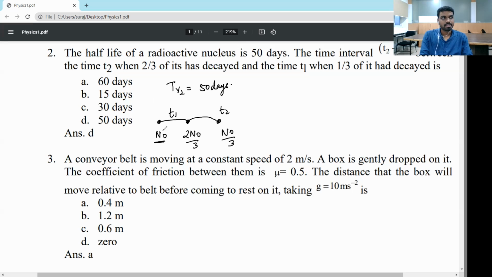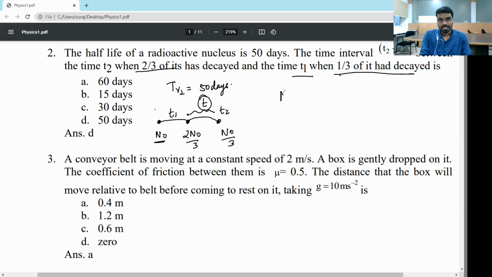Initially N naught is there. After T1 time, 1/3 has decayed, so 2/3 will be active. Now at T2 time, 2/3 is decayed, which means 1/3 will be active. Till here is T1, till here is T2. They want T2 minus T1, this time. So within this time, how much has decayed? 1/3, right? So 2/3 is active at first, and 1/3 at last.